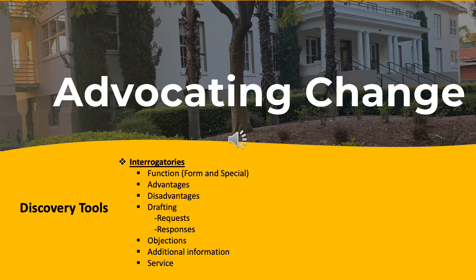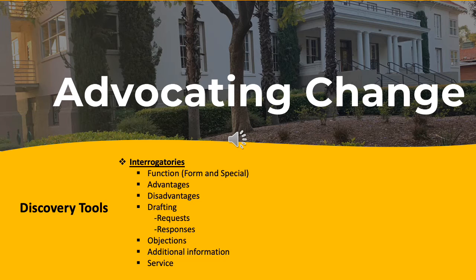Drafting requests and responses of interrogatories. To prepare form interrogatories, you only need to complete the caption portion of the form and check off the questions that you want answers to. Special interrogatories are done on pleading paper. You type the questions that you want answers to, making sure that you ask very specific questions, straightforward and to the point.